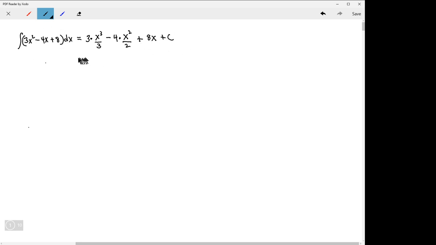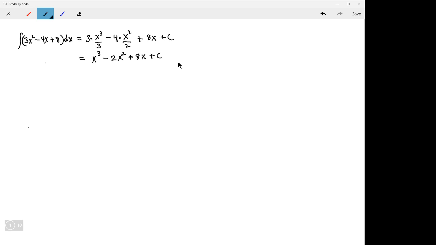All right, so then we can simplify this. The 3's here are going to cancel, so I'll have x to the third minus, here I can reduce the 2 with the 4, so that's going to be 2x squared plus 8x plus c. So again, remember we have that plus c there because antiderivatives give us a family of curves.